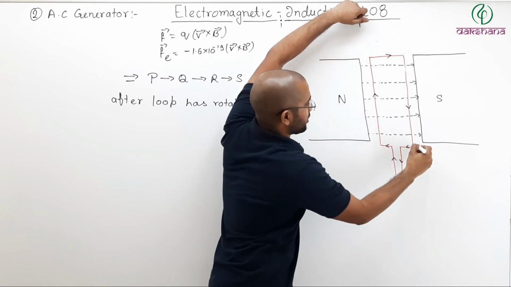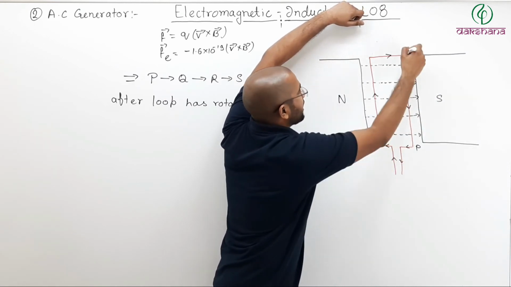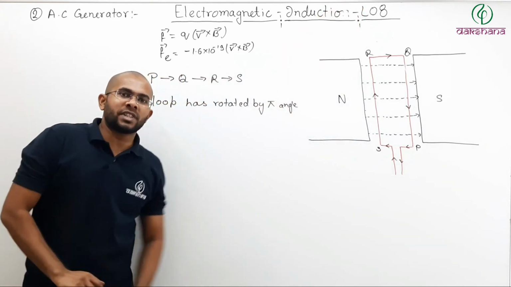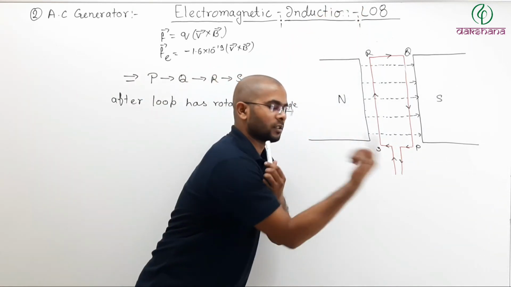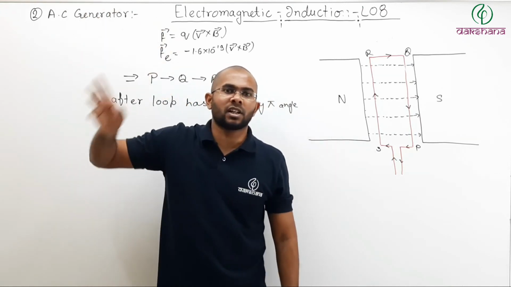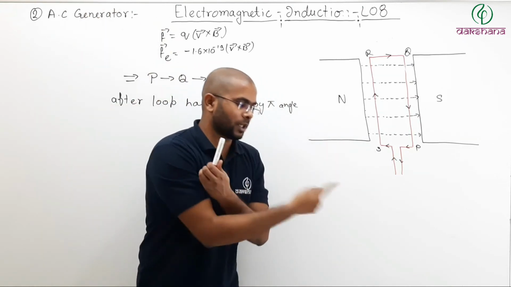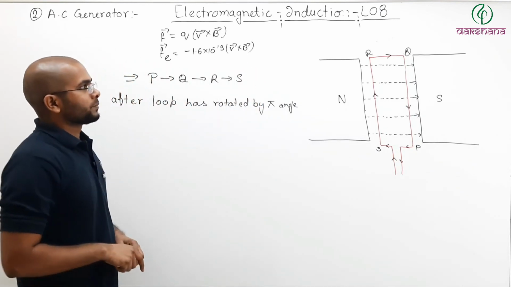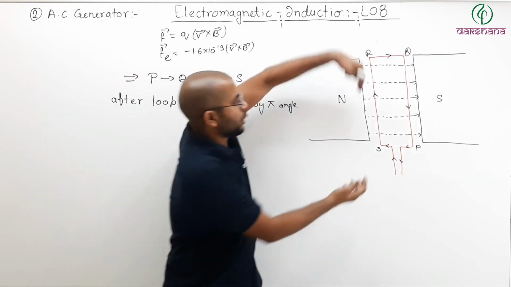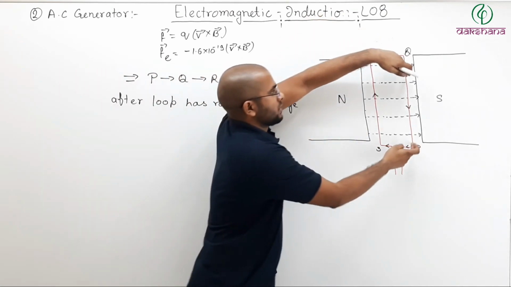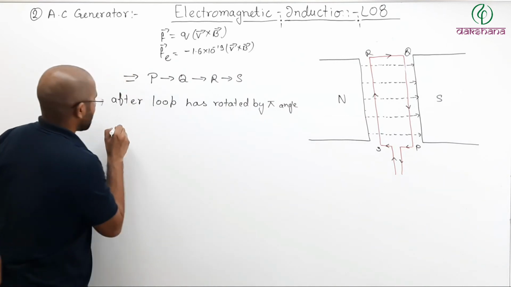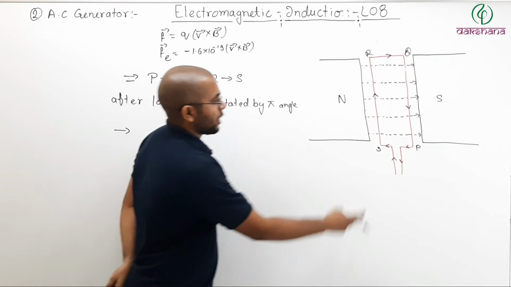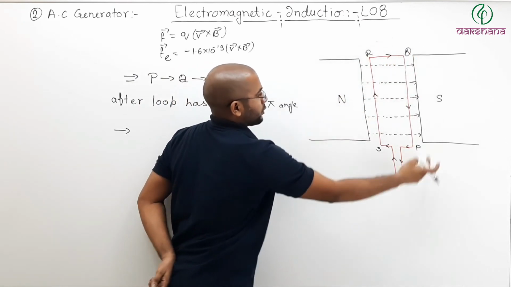After pi rotation, this will become P, this is Q, this is R, this is S. Now the loop is still rotating clockwise. That is the purpose of the external diesel engine: it is always rotating the loop clockwise or anti-clockwise, whichever way the engine is rotating. Still, this wire is coming up and this wire is going down. Now what is the current? If you pay attention, current now is from S to R to Q to P.